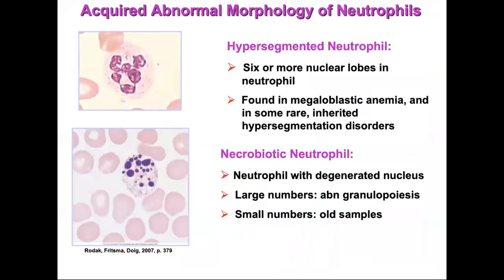Some acquired abnormal morphology that you may also see is a hypersegmented neutrophil, and that's typically seen in cases of vitamin B12 or folate deficiencies. It's found in megaloblastic anemias. Megaloblastic anemias are due to either B12 or folate deficiencies. Sometimes you see a necrobiotic neutrophil, which is a neutrophil that has a degenerated nucleus and large numbers of granules.